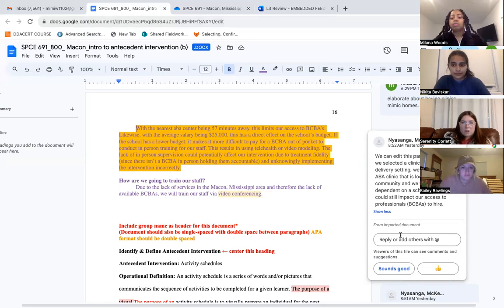Right. But we also have to think about, I don't know if we put that in there, but since the average salary is 25,000 a year, most of the people that would qualify for services are probably on some sort of insurance by the state, whether that's Medicaid or something that would help them pay for services. Otherwise, if they don't have that, they're probably not going to be able to pay for services.